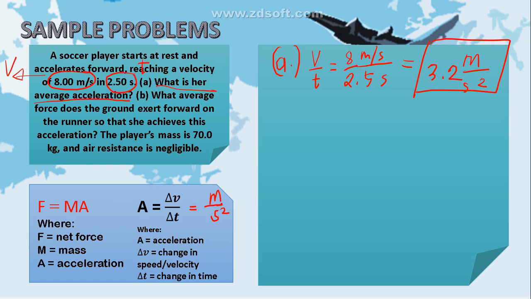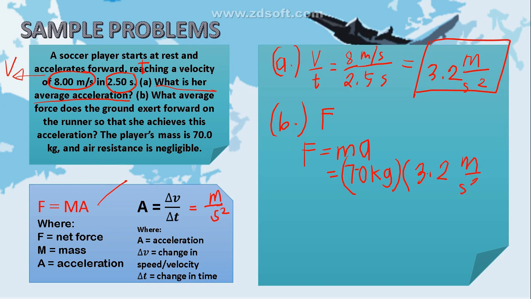And then, next problem is what average force does the ground exert forward on the runner so that she achieves this acceleration? The player's mass is 70 kilograms and air resistance is negligible. So for the second problem, we are looking for the force exerted by the ground. So using the second law formula, force is equal to MA. So, mass daw is 70 kilograms. And then, multiplied by the acceleration na nakuha natin kanina, which is 3.2 meters per second squared.